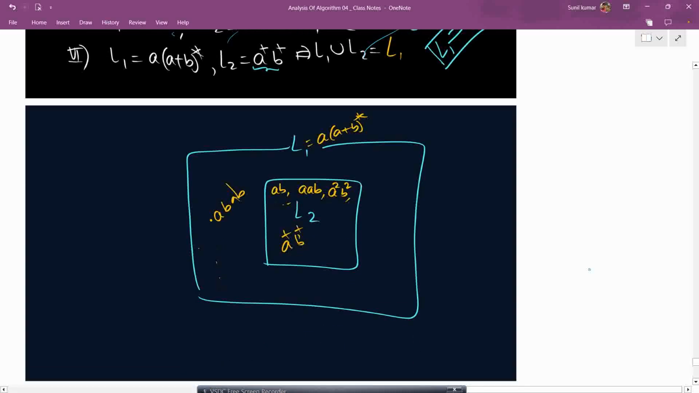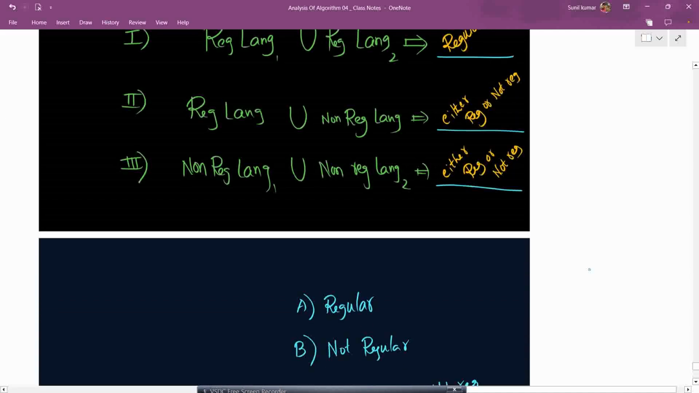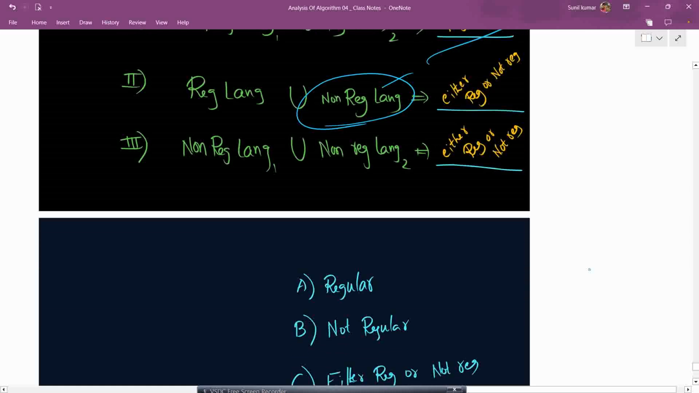Regular language union irregular language is equal to regular. Regular language with a non-regular language: other regular or non-regular. This is not regular, so it will be anything.